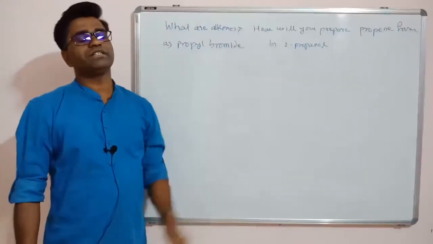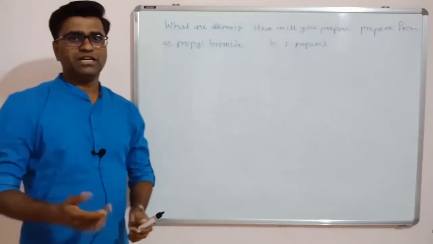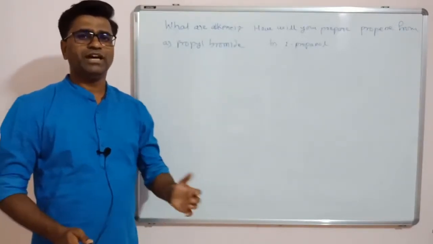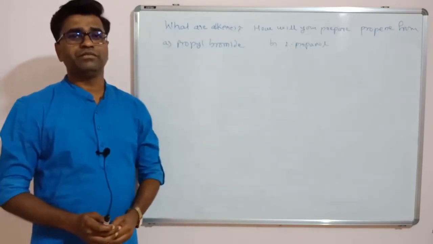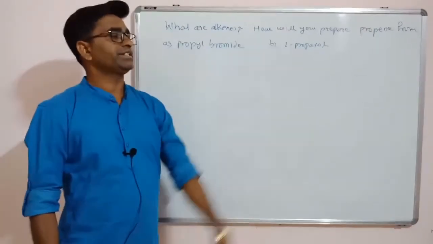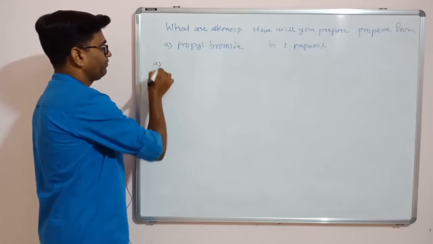So the first question is a definition, so you have to write the definition. What are alkenes? Alkenes are the unsaturated hydrocarbons which contain a carbon-carbon double bond, and the general molecular formula is CnH2n. Then we will go for the reactions. So there are 2 reactions you have to solve.